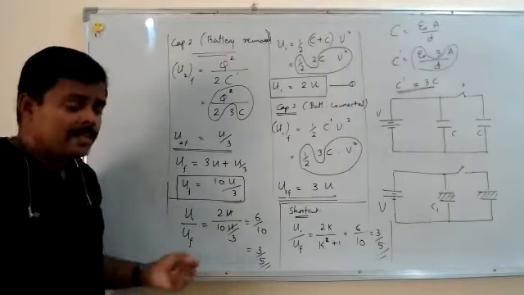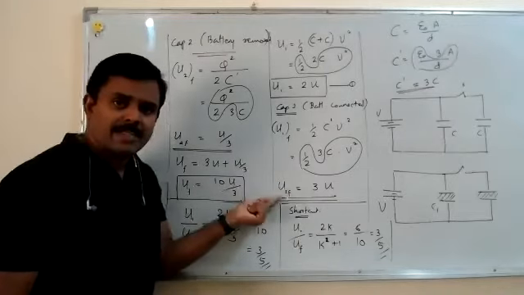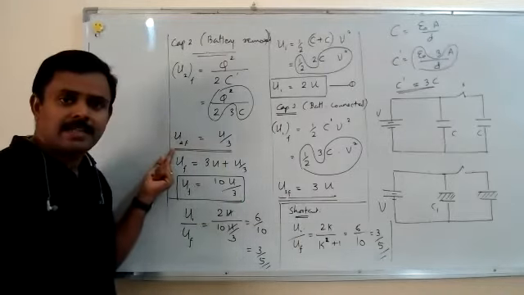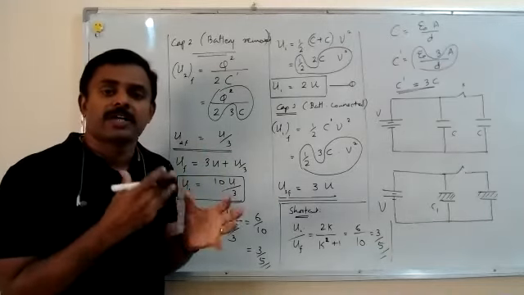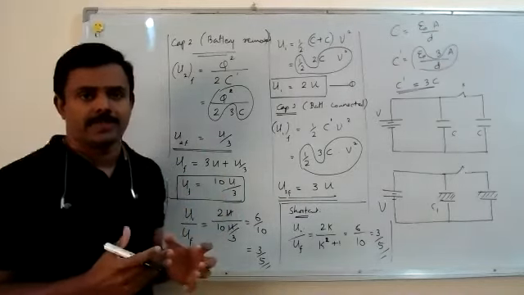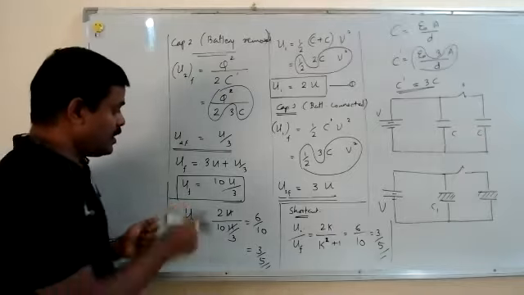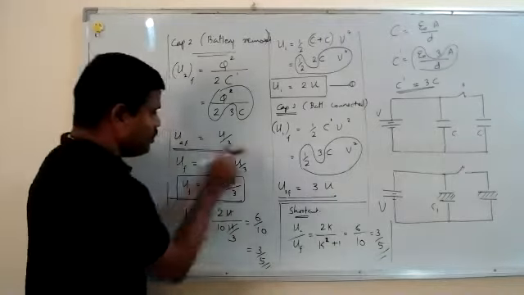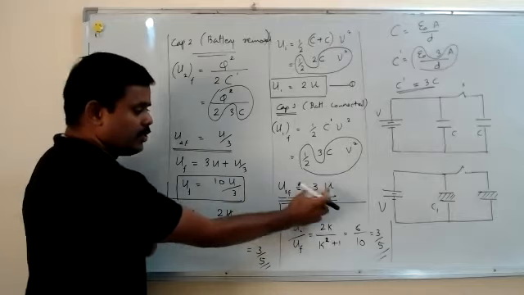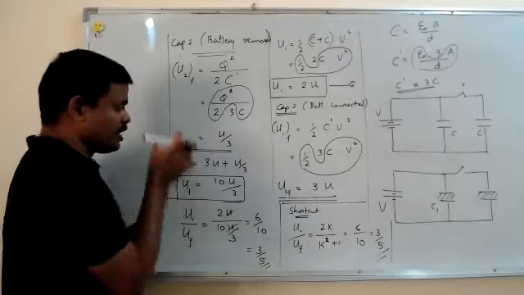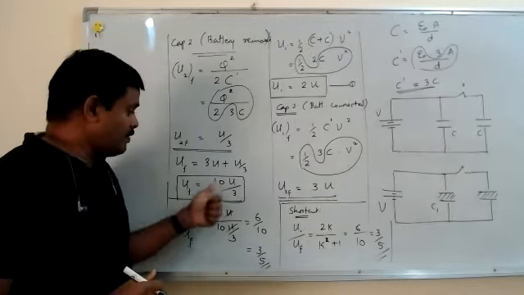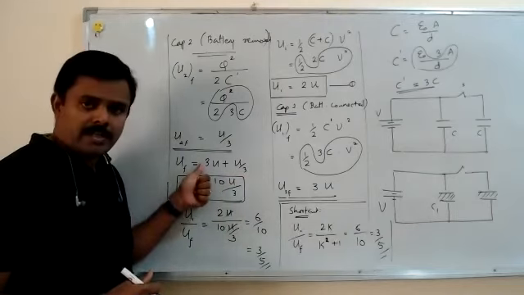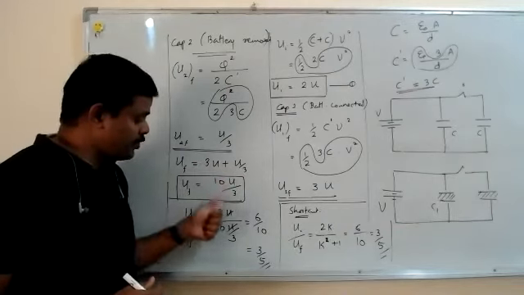Now, having obtained the final energy of the first capacitor and the final energy of the second capacitor, I should add them up so as to get the total final energy. What is total final energy now? That is 3U plus U by 3. 3U for the first capacitor, U by 3 for the second capacitor. When you add them up, LCM, 3 comes here. 3 into 3, 9U plus U, 10U by 3.